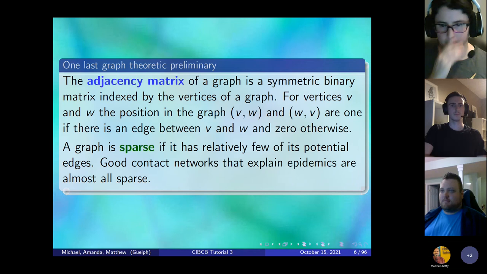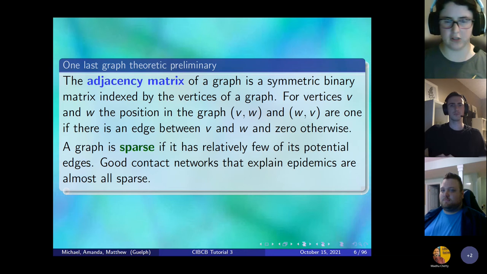So, an adjacency matrix of a graph is a symmetric binary matrix indexed by the vertices of a graph. For vertices V and W, the positions VW and WV are 1 if there is an edge between V and W and 0 otherwise. A graph is sparse if relatively few of its potential edges exist. A good contact network that explains epidemics is almost always sparse.